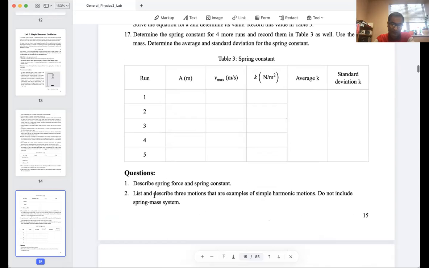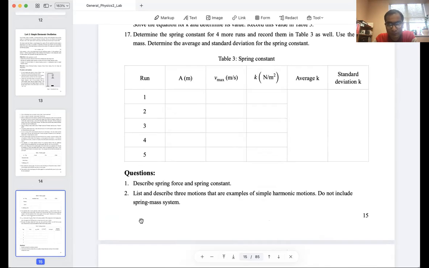All right. And then you see at the end of each lab manual, you have some extra questions. So you should also answer these extra questions. And then, of course, you have to write down the discussion and conclusion.